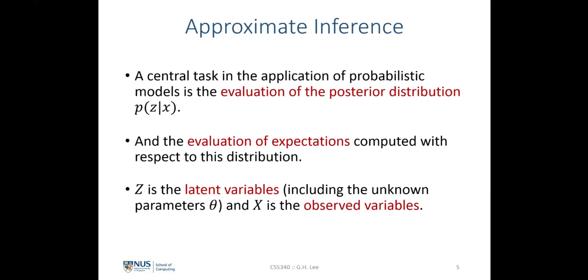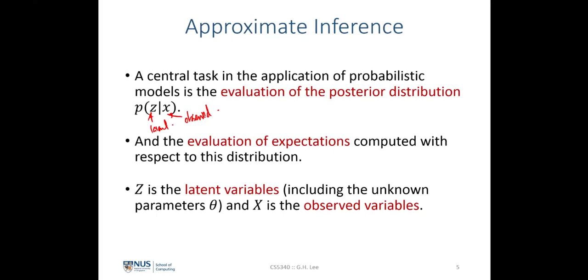So as mentioned earlier, the central task of the application of probabilistic models is to evaluate the posterior distribution of a set of latent random variables, which we call z here, conditioned upon the fact that we have observed another set of random variables, which we call x. So here z is our latent random variable, and x is our observed random variable.